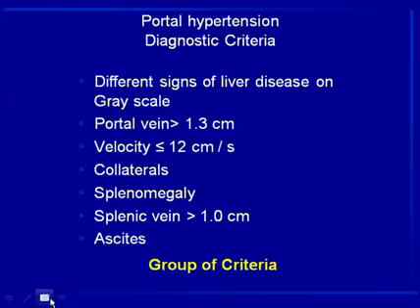Portal hypertension diagnostic criteria. Different signs of liver disease on gray scale. Portal vein more than 1.3 centimeter. Velocity less than 12 centimeters per second. Collaterals: splenomegaly and splenic vein or SMA, SMV more than 1 centimeter.